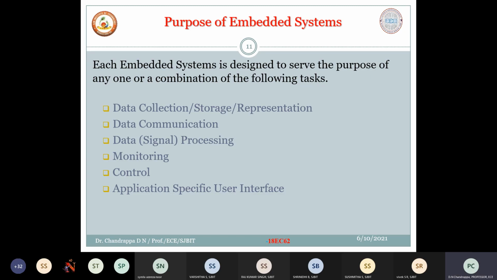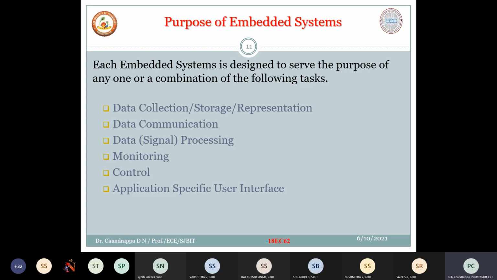This is module 3 and the subtopic is purpose of embedded system. For what purpose are we going to use the embedded system? The embedded system is not for one or two purposes. It's not limited. There are many more purposes, almost in the real-time field. We are using it in almost all the areas.